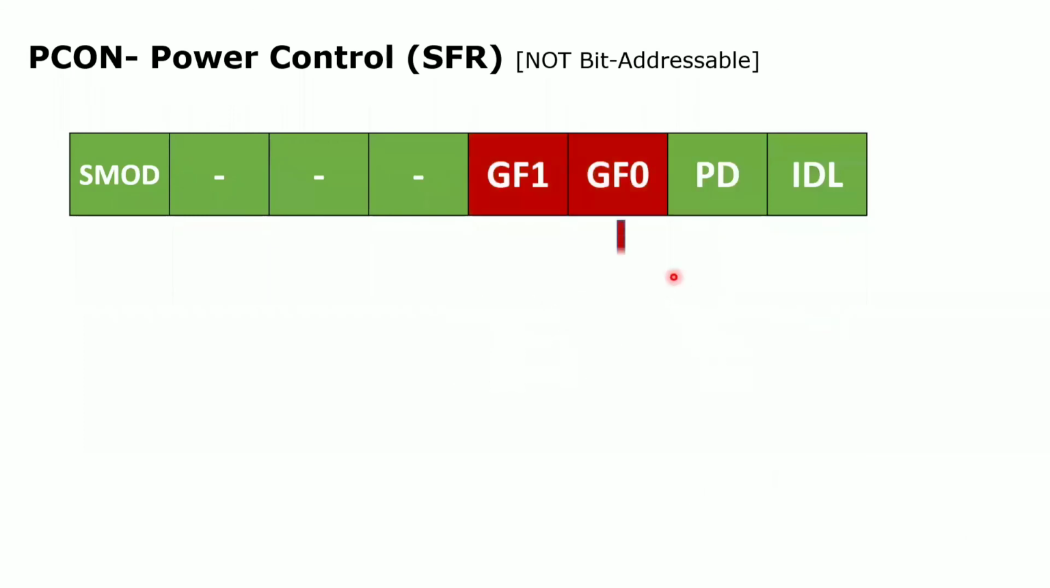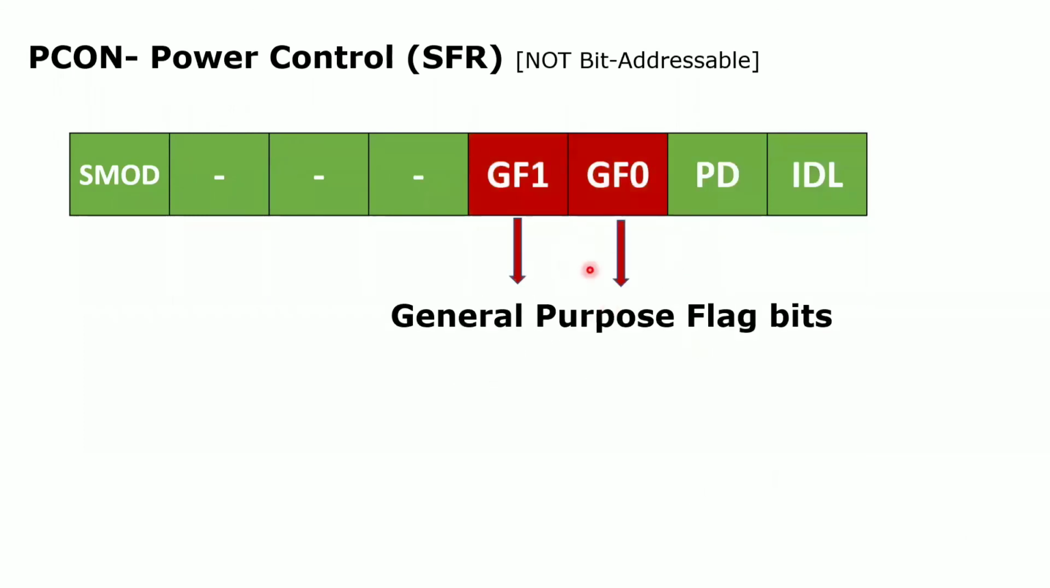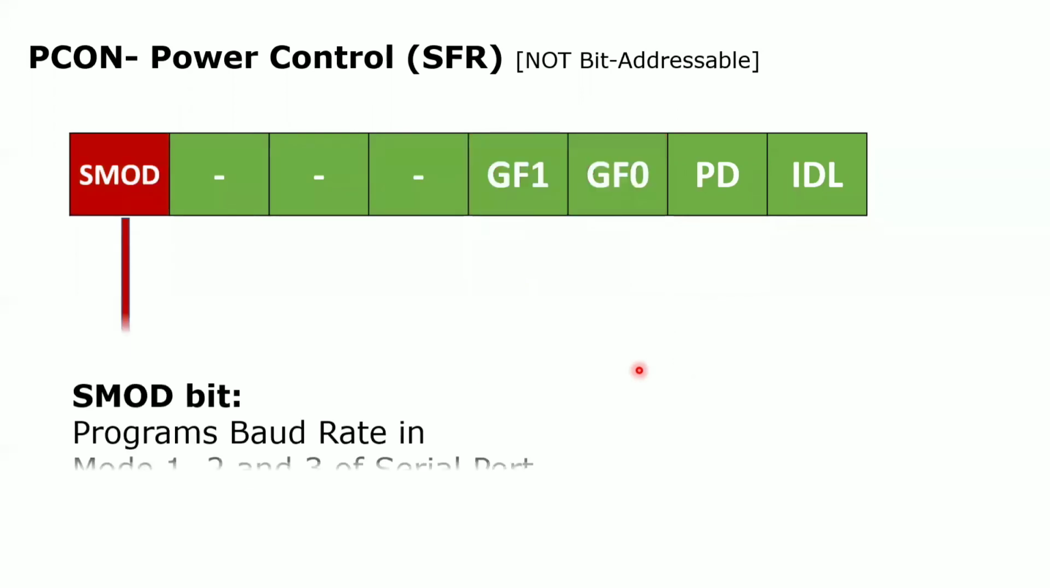Now coming to your next 2 flags, GF. Please don't misunderstand me, these are general purpose flags. If you are a programmer, you can use these general purpose flags for your own purpose. Whatever you want to do with those flags, you can do. The last bit of your PCON register is SMOD. SMOD is nothing but serial mode control. I am sure you know that during the discussion of the serial port, I told you there is a baud rate formula.